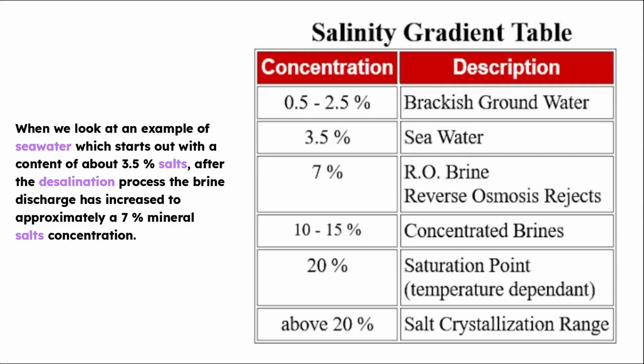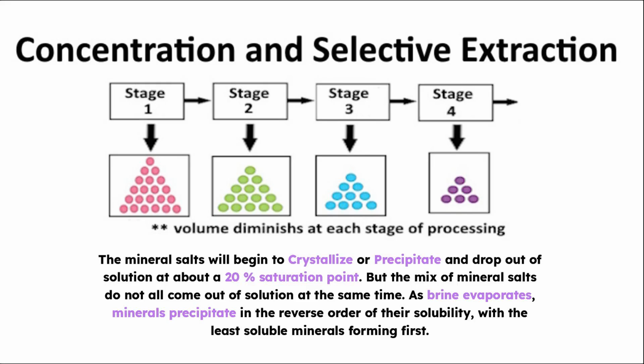When we look at an example of seawater which starts out with a content of about 3.5% salts, after the desalination process the brine discharge has increased to approximately a 7% mineral salts concentration. The mineral salts will begin to crystallize or precipitate and drop out of solution at about a 20% saturation point. But the mix of mineral salts do not all come out of solution at the same time.